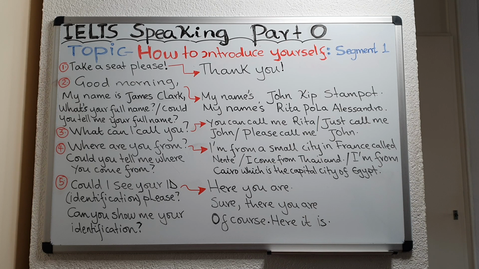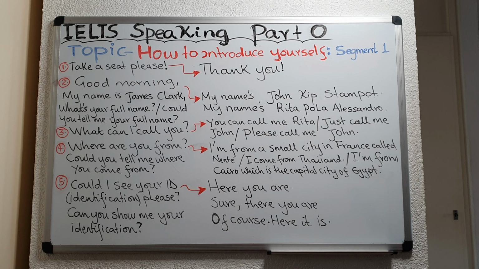Where are you from? I'm from Cairo, which is the capital city of Egypt. Could you tell me where you come from? I'm from a small city in France called Nantes. Where are you from? I come from Thailand. So keep it very simple, direct, and straightforward.